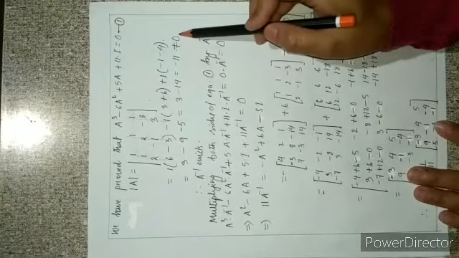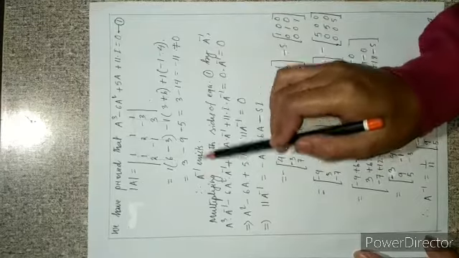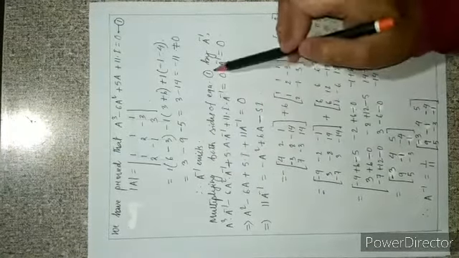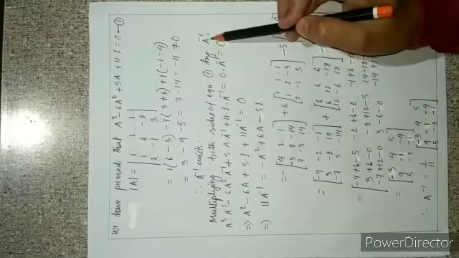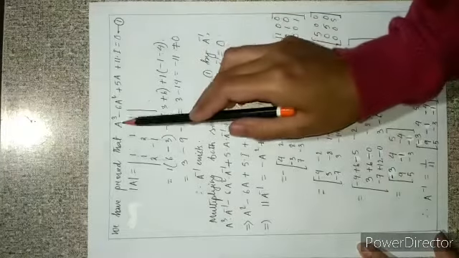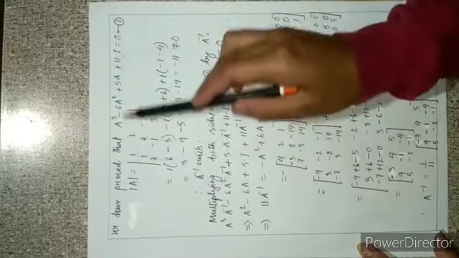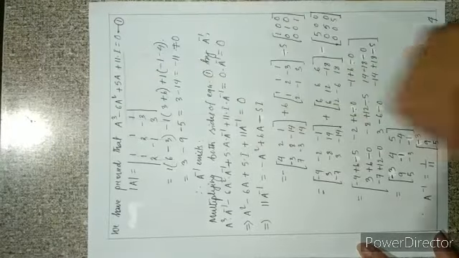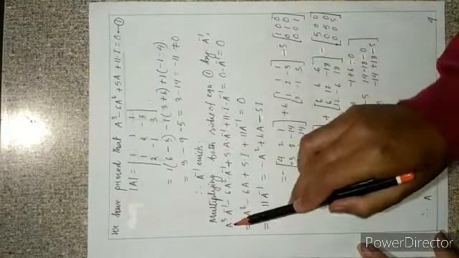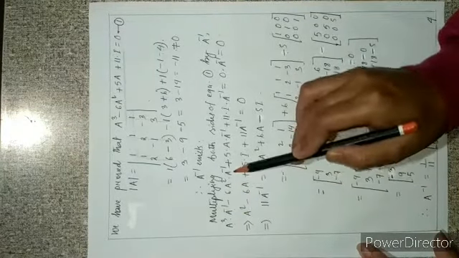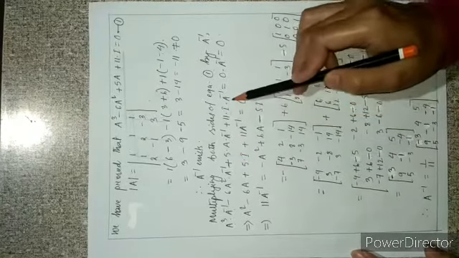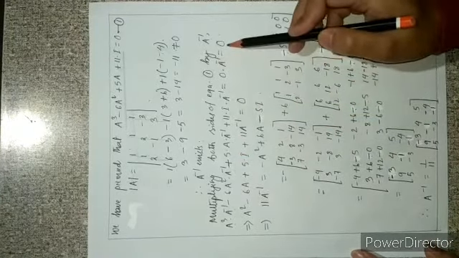Since minus 11 is not equal to 0, therefore A inverse exists. So multiplying both sides of equation number 1 by A inverse, each term of the left hand side of the given equation 1 should be multiplied by A inverse. Right, A cube into A inverse minus 6 into A square into A inverse plus 5A into A inverse plus 11I into A inverse is equal to 0 into A inverse, which is 0.